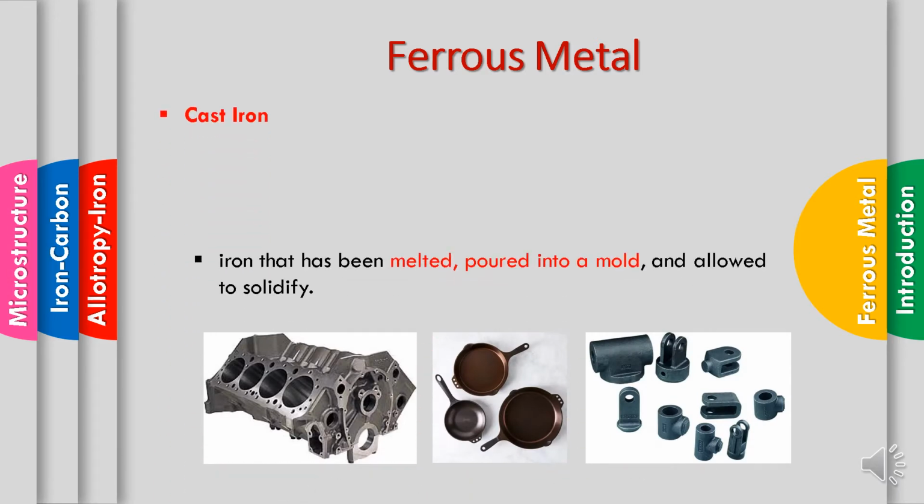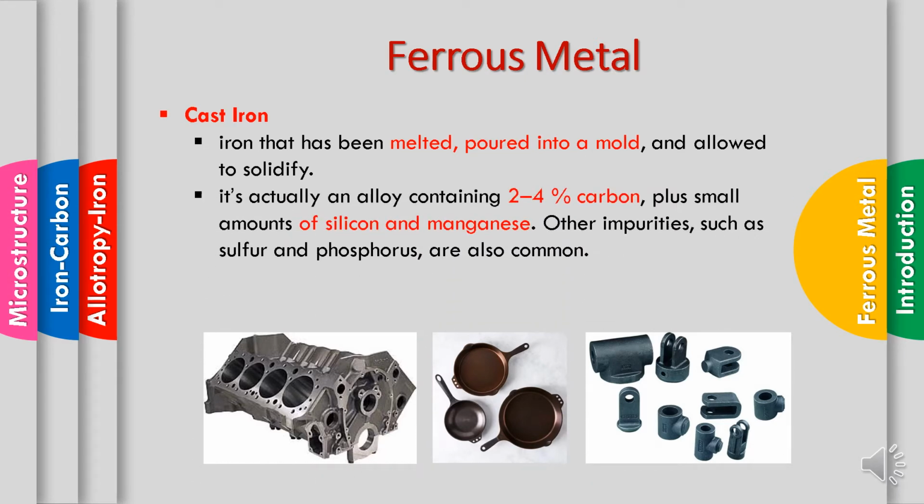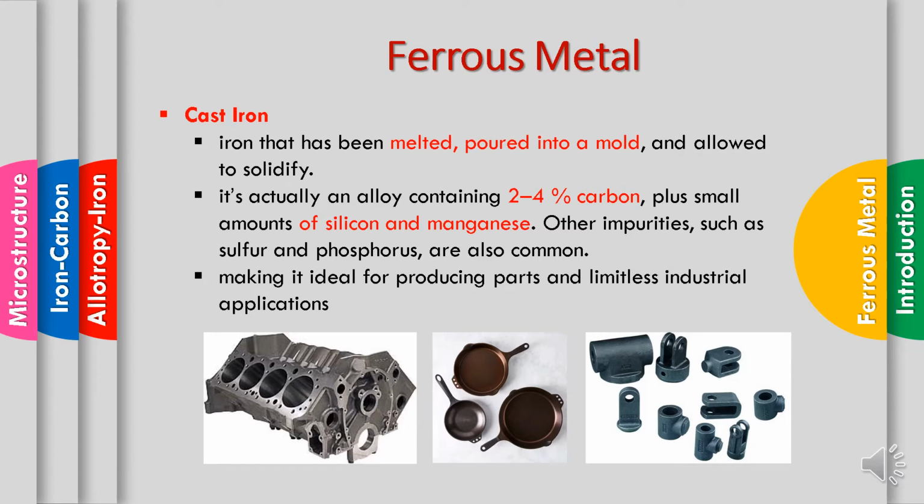For cast iron, basically this is iron that has been melted, poured into a mold and allowed to solidify. It contains 2 to 4 percent carbon, plus a small amount of silicon and manganese to make it become a cast iron. The applications are many parts of products with limitless industrial application, such as engine parts, blocks, or some parts subject to wear and tear for the automobile and other engineering applications.